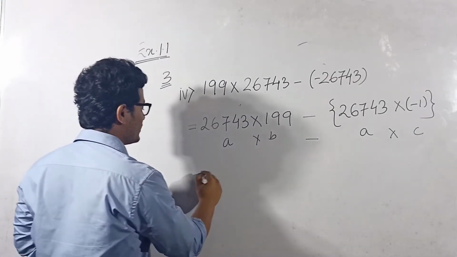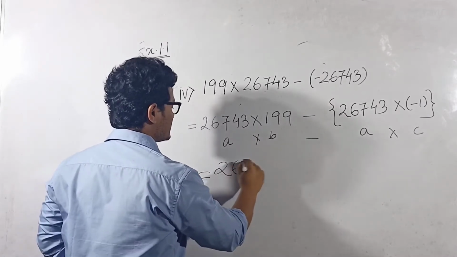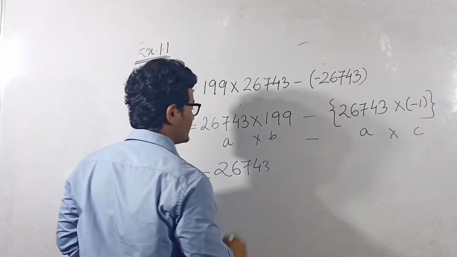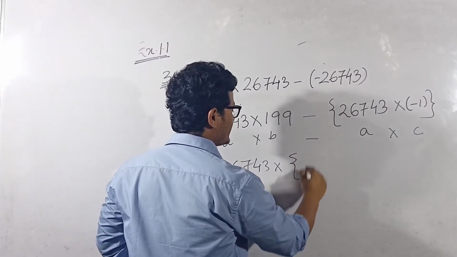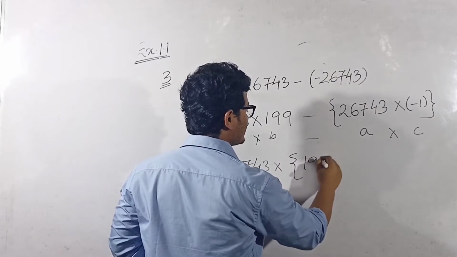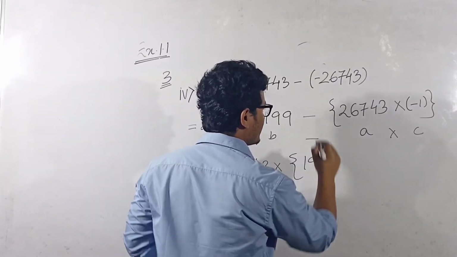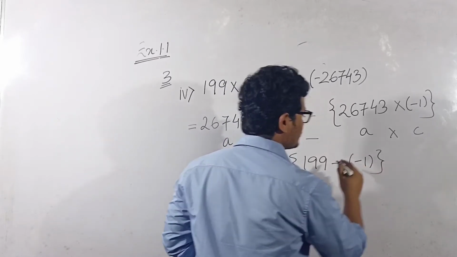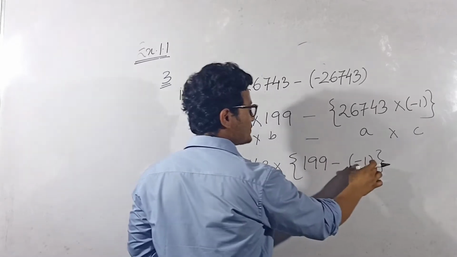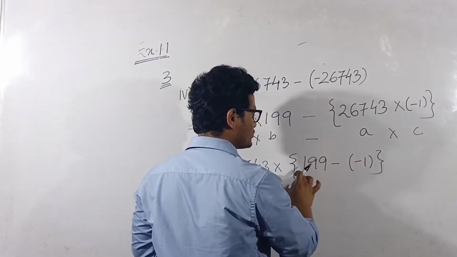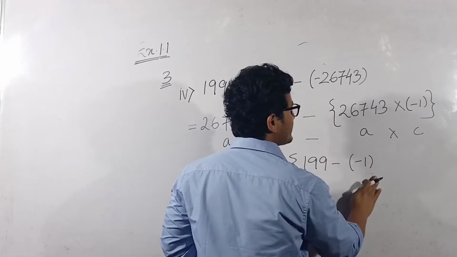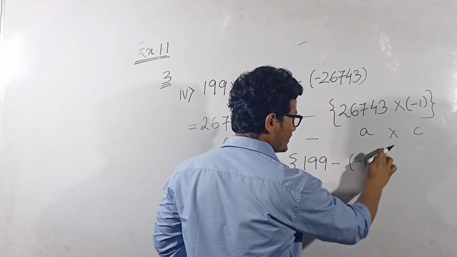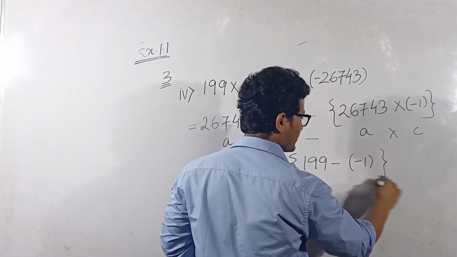Now what we can do is take 26743 common here. We can do it, right? Yes. Into, in bracket, what is there? It is 199 minus of minus 1. Now students, why have I given a double bracket here? Because this is the first bracket. When inside there is a first bracket, outside you should give a second bracket. It will be a mistake otherwise, because there is already a first bracket here. So here we should give the second bracket.